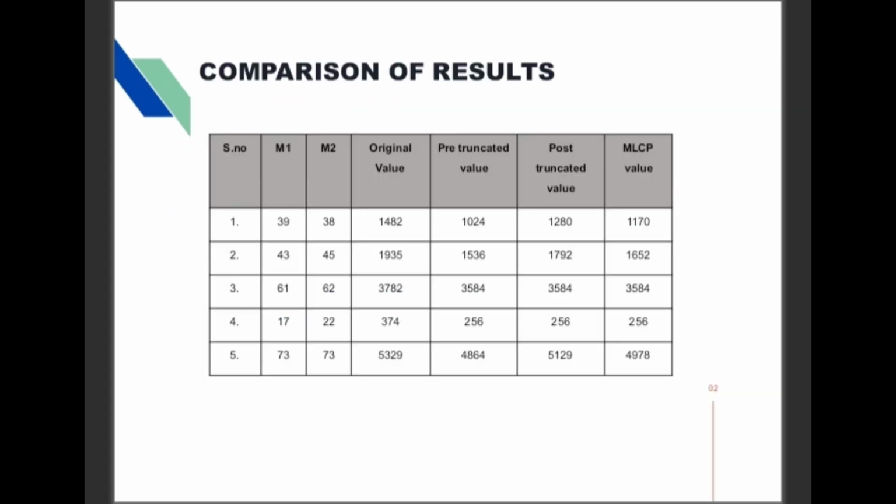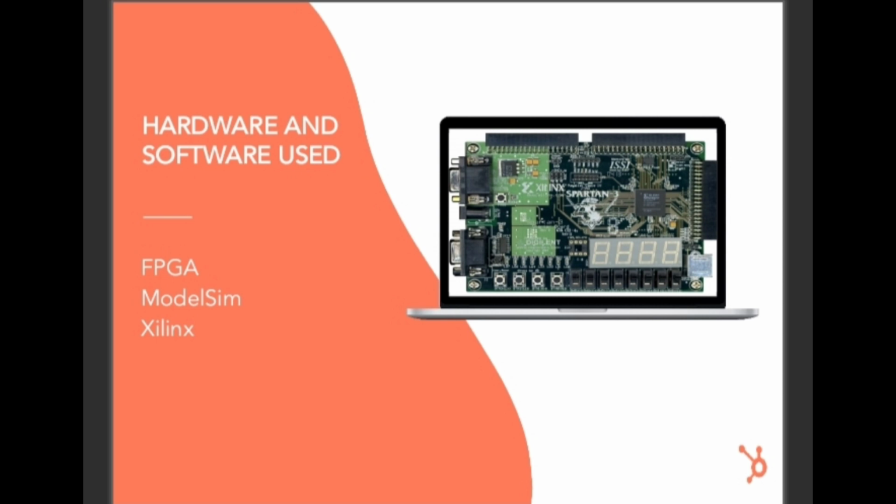This is the comparison of the results. From this table, we can see that by applying the MLCP value to the pre-truncation part, we are able to get the approximate value by reducing the area, power and time. Here are the hardware and software used, which are FPGA, ModelSim and Xilinx.